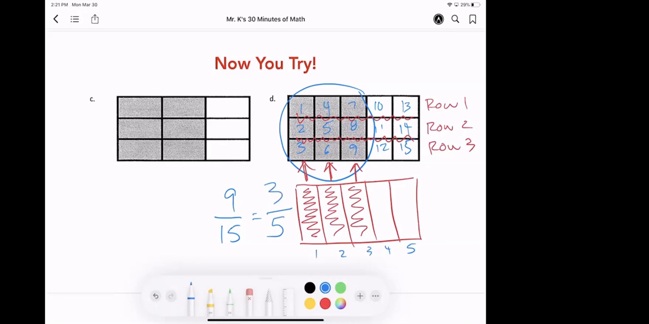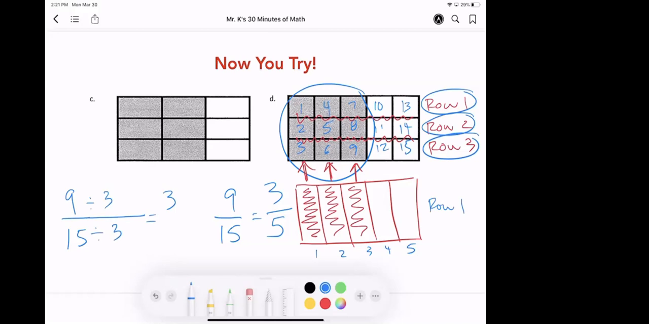So 9/15 equals 3/5. Another way of doing this, remember, is with our division. Now we had 3 rows. We went down to 1 row. So we're going to divide by 3. 9 divided by 3 equals 3. 15 divided by 3 equals 5. And voila, there you have it.